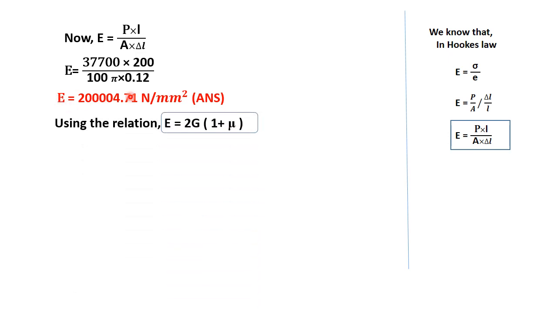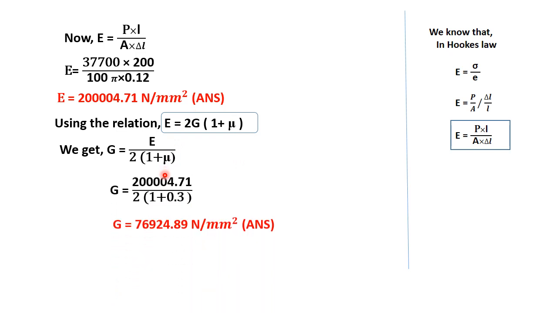Now next is to find the G value. G is what? The modulus of rigidity. We have already derived this equation in my previous video, so you can go and check it out. Now from this equation we can find the value of G. E is known to us, that is this, and the value for mu, the Poisson's ratio, we have already solved. If we put all the values in this equation, we get the value for G.